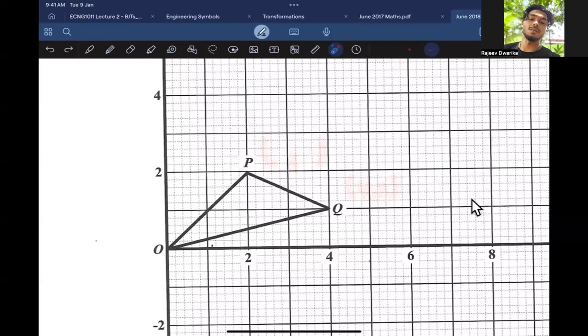If I want to go to Q, I say 4 and then 1. So I move 4 and then I move up 1. So 4, 1. If I want to go to P, 2-4, right over here. Okay. So 2-2. Yeah, 2, 2. And what would be this point over here? Just one. And that will be 0, comma 0.